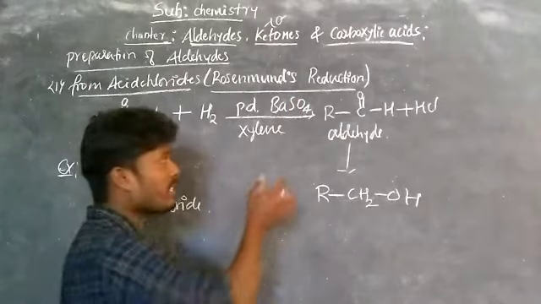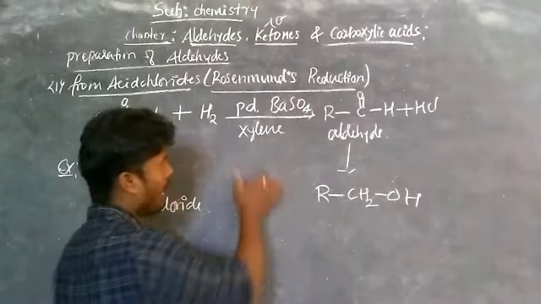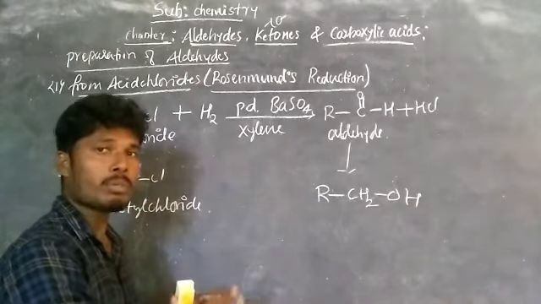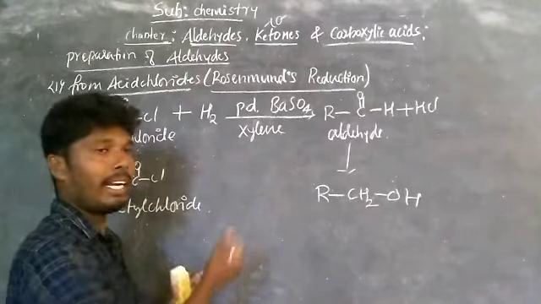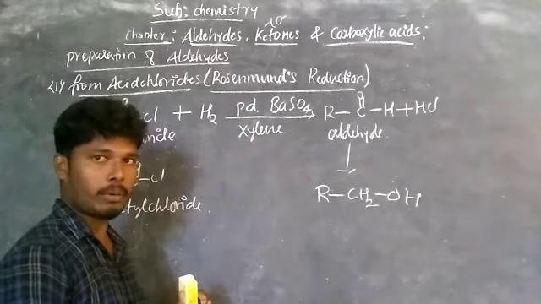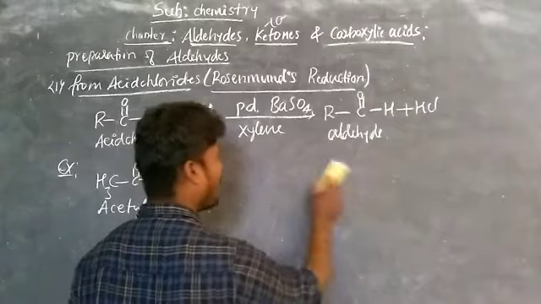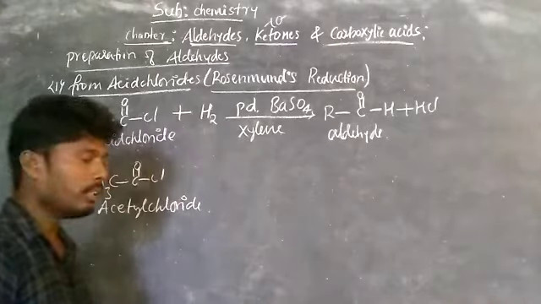So first we are adding barium sulfate, and xylene is the solvent. The solvent is nothing but it helps to carry the reaction out successfully. That is the role of barium sulfate, xylene, palladium and hydrogen catalyst.